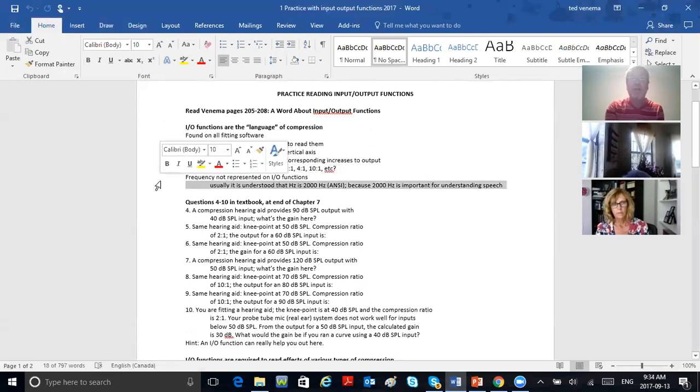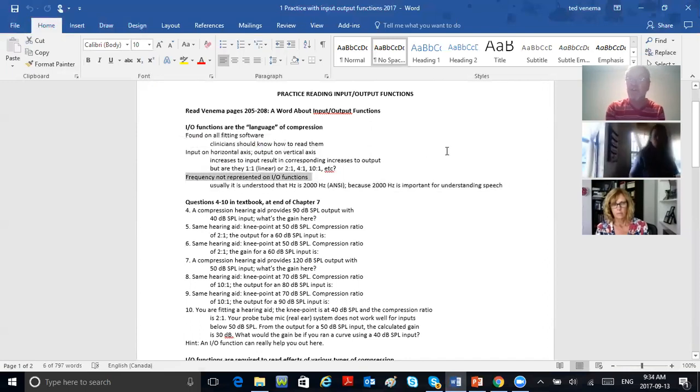Frequency is not represented on input-output functions. You won't see hertz. It's just not there, because the axes are input and output. Where's frequency? Well, frequency is just a slice. It's usually understood to be 2000 hertz. Usually the input-output function represents what the hearing aid is doing at 2000 hertz.